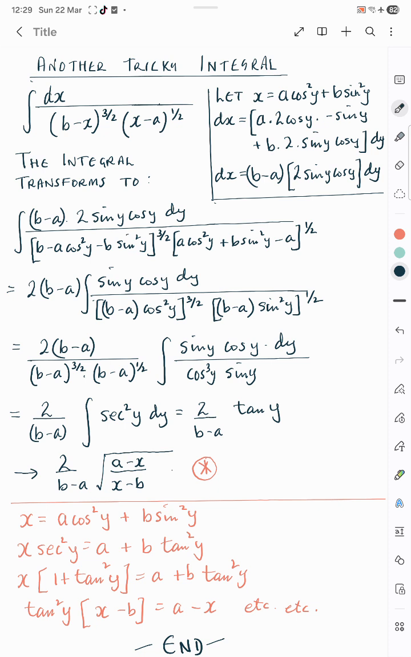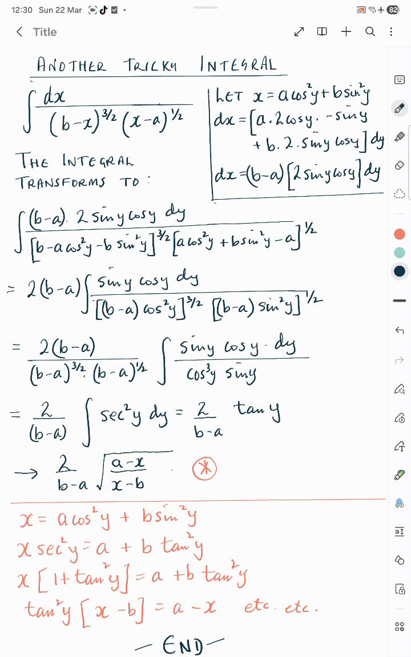We'll take all the constant bits outside, so we'll have 2 times (b minus a) over (b minus a) to the power 3 over 2 times (b minus a) to the 1 half, and the integral part will be sine y cos y dy over cos cubed y sine y. And then that will simplify to 2 over (b minus a) integral of sec squared y dy, which will be 2 over (b minus a) tan y, and that transforms back, going back to the old variable, to 2 over (b minus a) times the square root of (a minus x) over (x minus b).